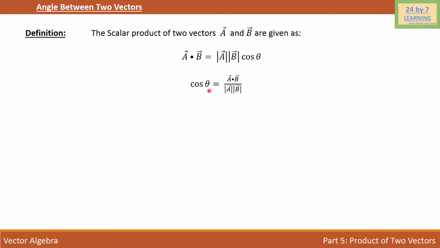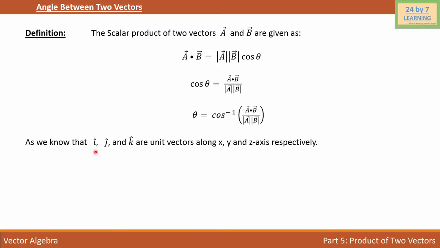Now, since I want to find the angle theta, I can take cosine to the other side and I can write theta is equal to cosine inverse of vector A dot vector B over magnitude of vector A times magnitude of vector B. In other words, if we want to find the angle between vector A and vector B, we just need to multiply vector A and B and find the magnitude of vector A and magnitude of vector B and substitute the values in this formula to find the value of angle theta between vector A and vector B.